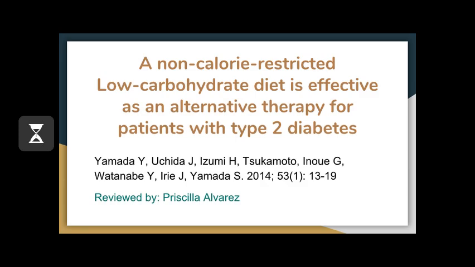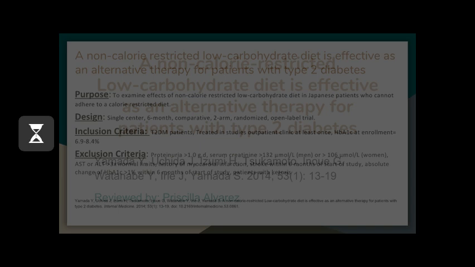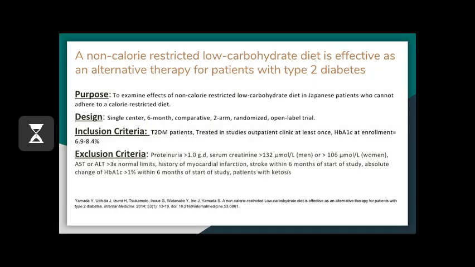So this next study was titled A Non-Calorie Restricted Low Carbohydrate Diet is Effective as an Alternative Therapy for Patients with Type 2 Diabetes. So this study just wanted to examine the effects of a non-calorie restricted low carb diet for people who could not adhere to calorie restricted diets. So the design was a randomized open-label trial. It included type 2 diabetes patients.